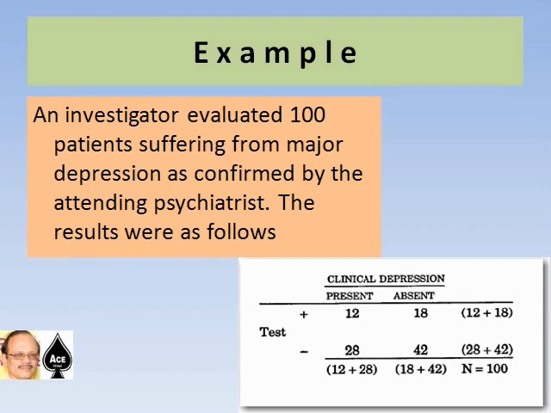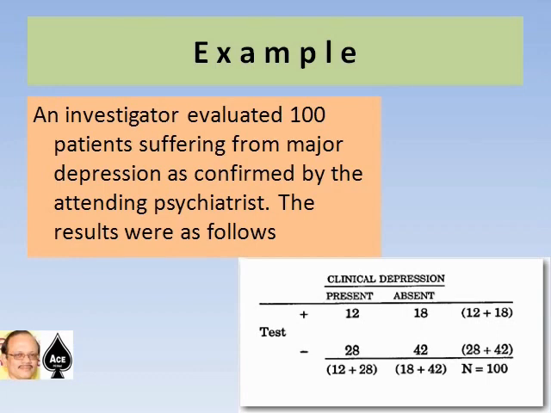Clinically, the depression was detected by a test. The test was positive in 12 people and negative in 18 people. The test was positive in 12 people and 28 people showed test negative. The disease was present but the test is negative in 28. The disease is absent but the test is negative in 42.